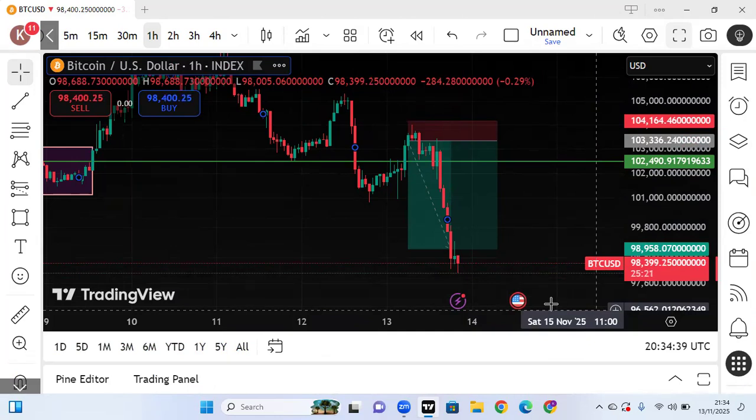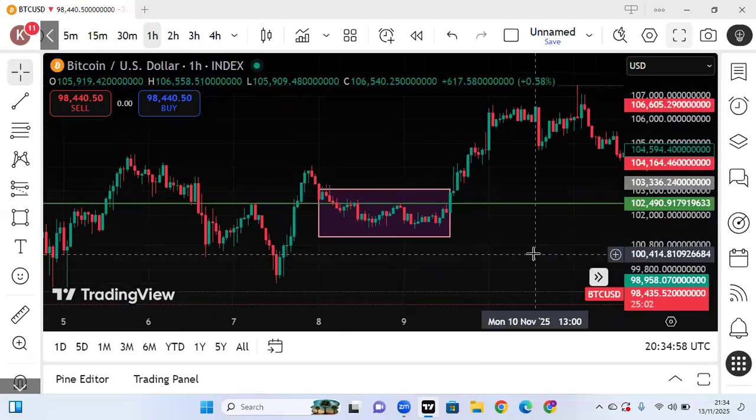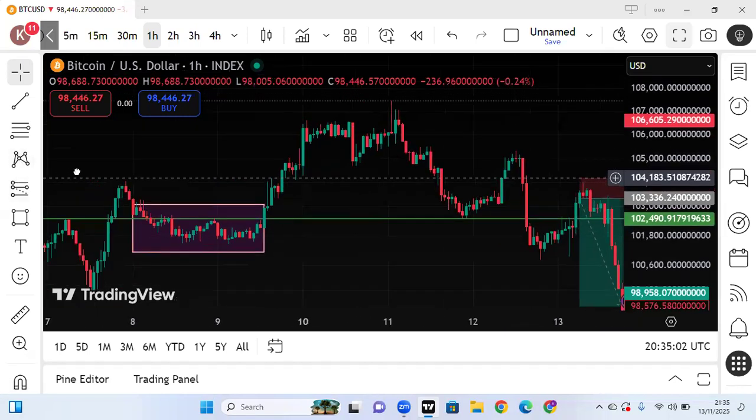Change of character plus break of structure entry. After a change of character, a new break of structure, enter with the trend. So now, where is the change of character? You already know all these things. I'm just doing it again.